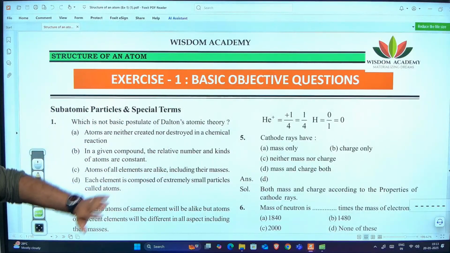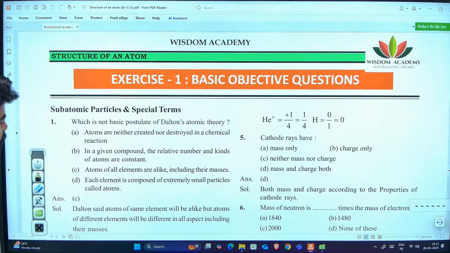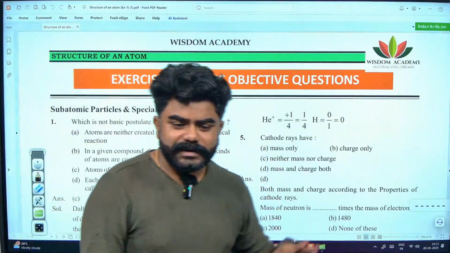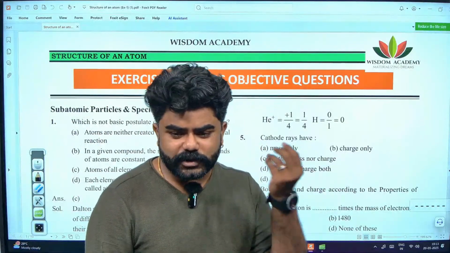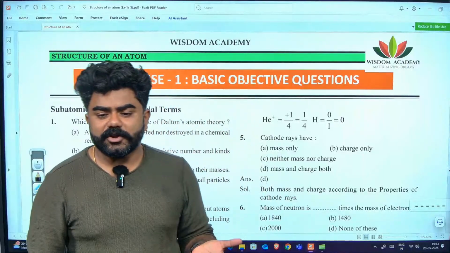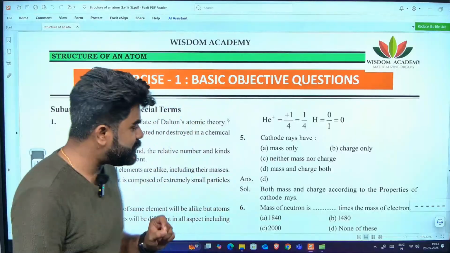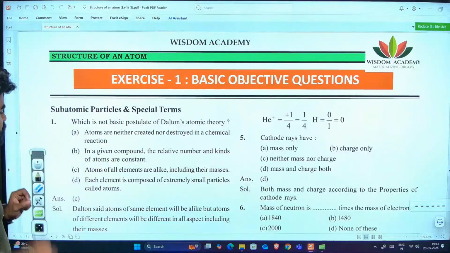Then, atoms of all elements are alike including their masses. That is not possible. Every atom is different, with a different number of electrons and protons, hence its atomic mass will be different. So that is the reason. You should know the reason why option C is the right answer.